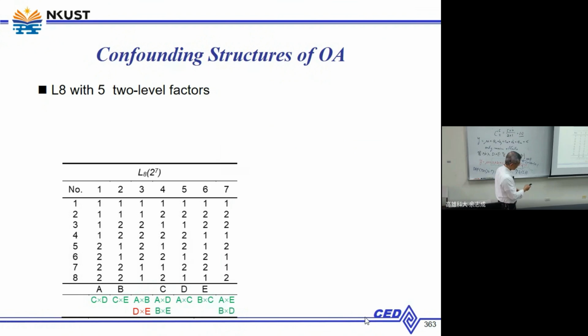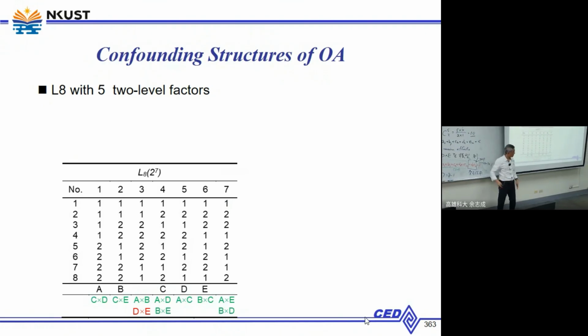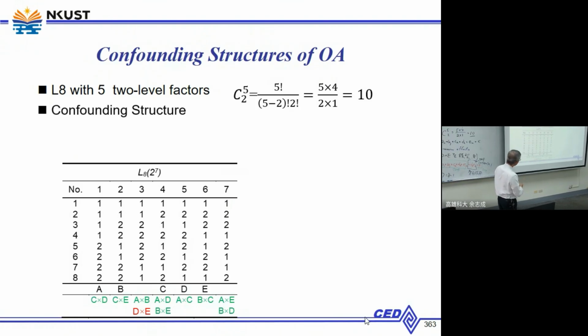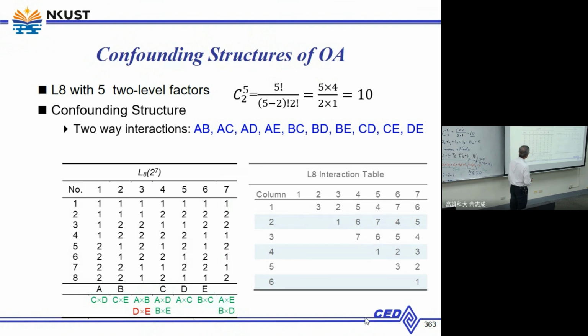This is the confounding structure, as I mentioned before. Before analyzing this interaction, we have to find out the confounding structure. This is the confounding structure we just did. Here, DE is confounded with AB. There are a total of 10 combinations. So if you want to analyze DE, you have to make sure first that AB is negligible. And how do you get this confounding structure? You can use the interaction table.